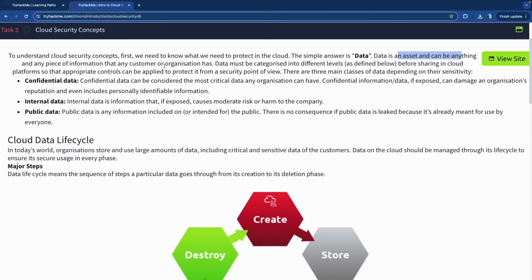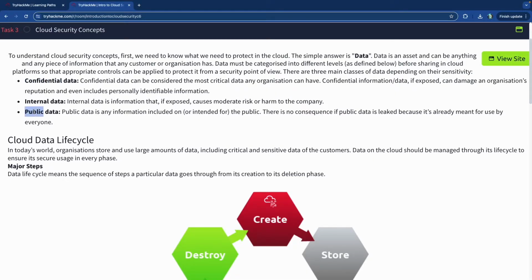And that in this case is considered to be data. It's an asset that can be anything, any piece of information that a customer or organization has, and it can be categorized in different levels. So you have confidential data, and it's considered the most critical data. It could be something like credit card information or customer information, and it can damage the organization's reputation and include personally identifiable information. So if something happens to this data, it damages the business in many, many ways. Then you have internal data, and it's information that if it was exposed, causes moderate risk or harm to the company, but not as much as if their confidential data was released.